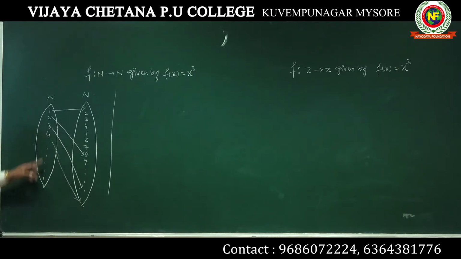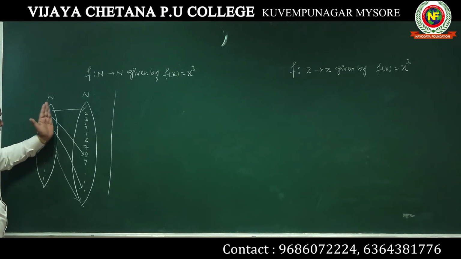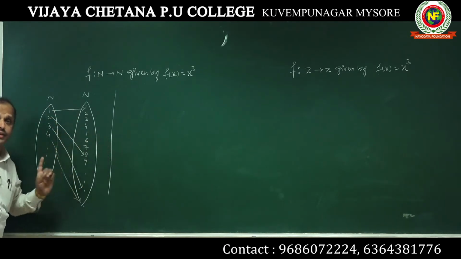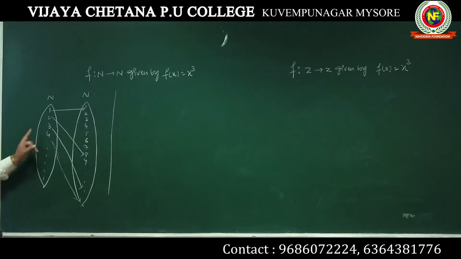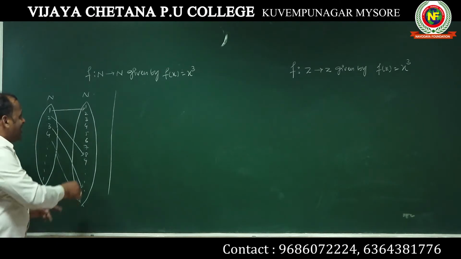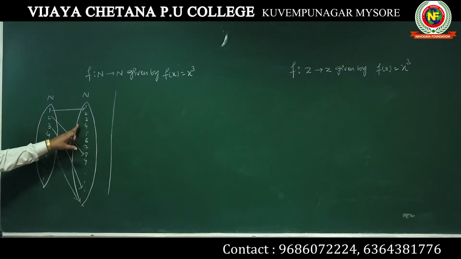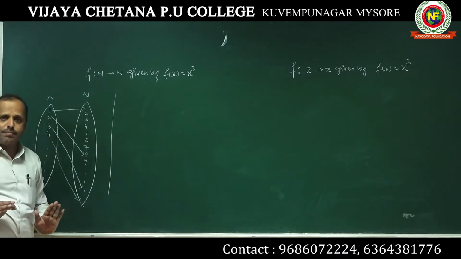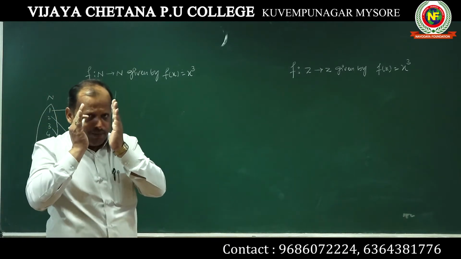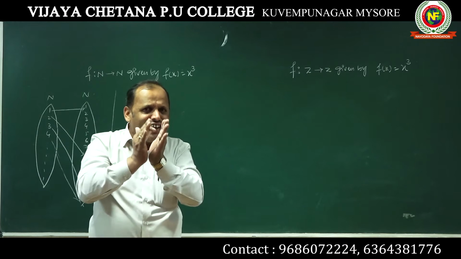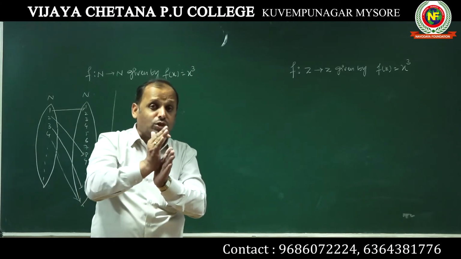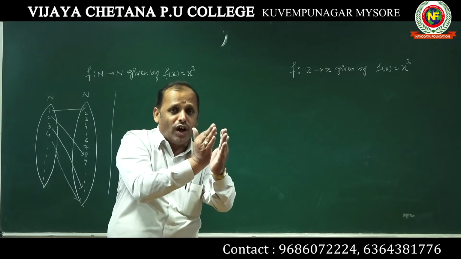Notice, 1 goes to 1, 2 goes to 8, 3 goes to 27. So all the elements of the natural numbers have different images. Therefore it is 1-1. But all the elements of the second set are not images. Not every element in the second set is an image, so it is not onto. Now I am going to clear that point with respect to the function whether it is 1-1 or onto.